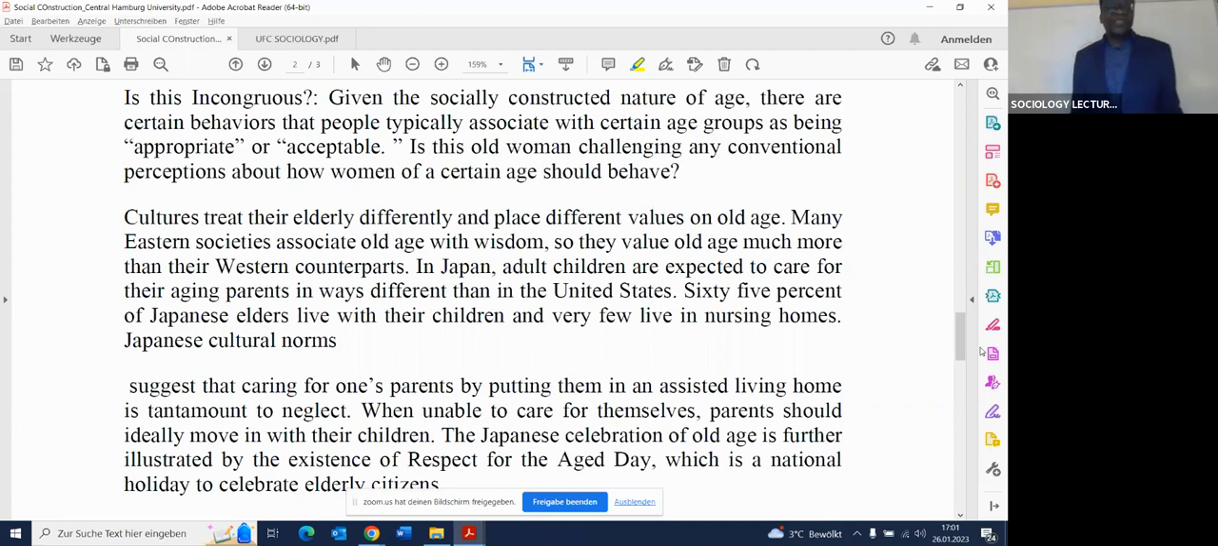Next paragraph. Cultures treat their elderly differently and place different values on old age. Many Eastern societies associate old age with wisdom. This is good, with wisdom. So they value old age much more than their Western counterparts. Yes, this is true. In the Eastern world, Japan, China, and so on, old age is a source of wisdom. They even say a source of success. If you want success as a youth or a younger one, go to the old. Backward, in Germany and the Western world, oh, it's totally different.